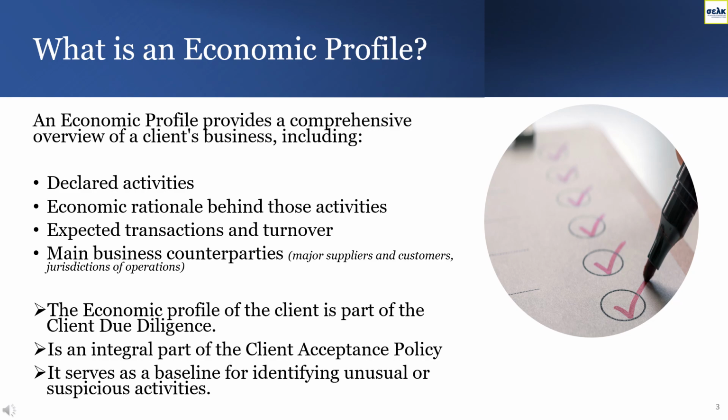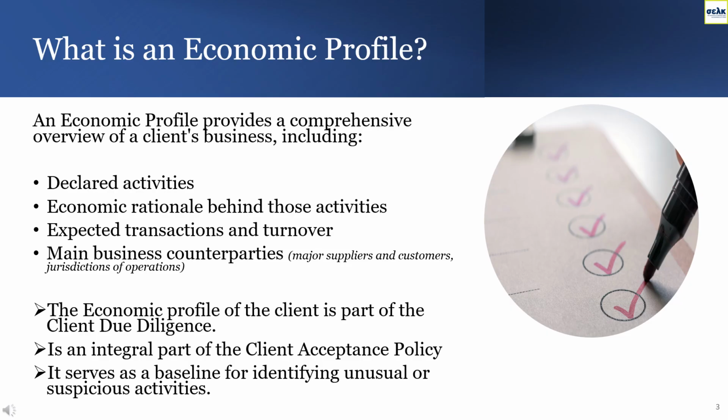It typically includes the declared business activities of the client, the economic rationale behind those activities, the expected transactions and turnover, both in volume and frequency, the client's main business counterparties, including its major suppliers and customers, as well as the jurisdictions of operations. The economic profile forms an essential part of client due diligence. But it is so much more.